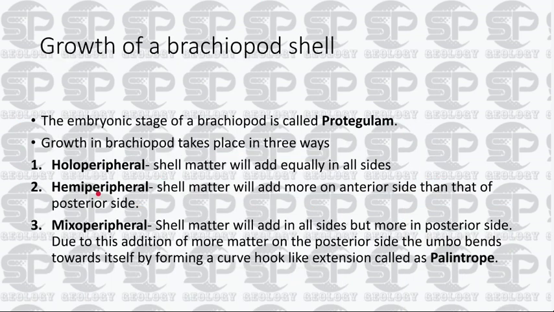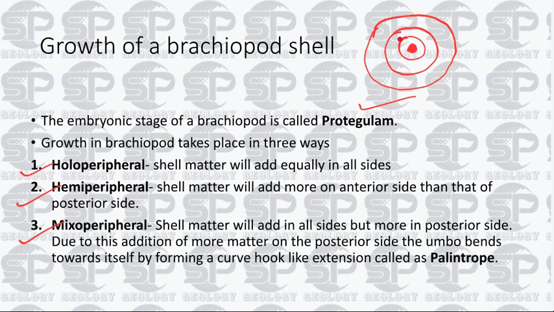Now, what about the growth of brachiopoda? The embryonic stage of brachiopoda is called the protegulum. From the embryo, they start to grow, and how they grow determines the shape of the shell. There are three types of growth: holoperipheral, hemiperipheral and mixoperipheral. In holoperipheral growth, shell matter is added equally on all sides from the embryo, so it produces a concentric shell.